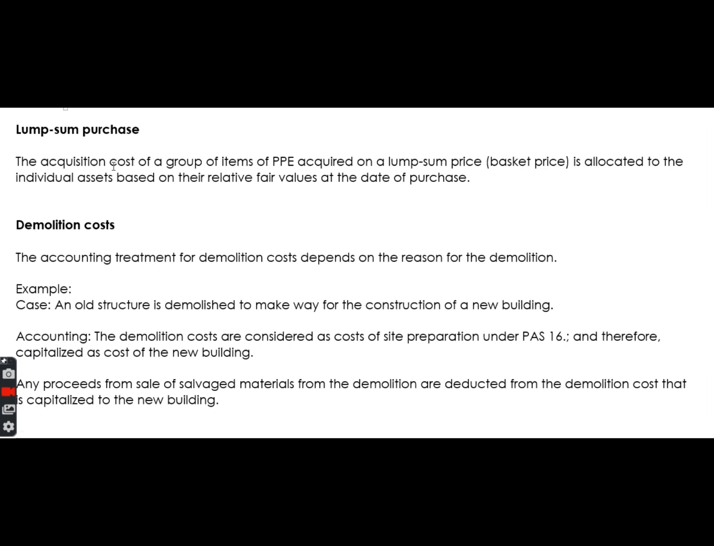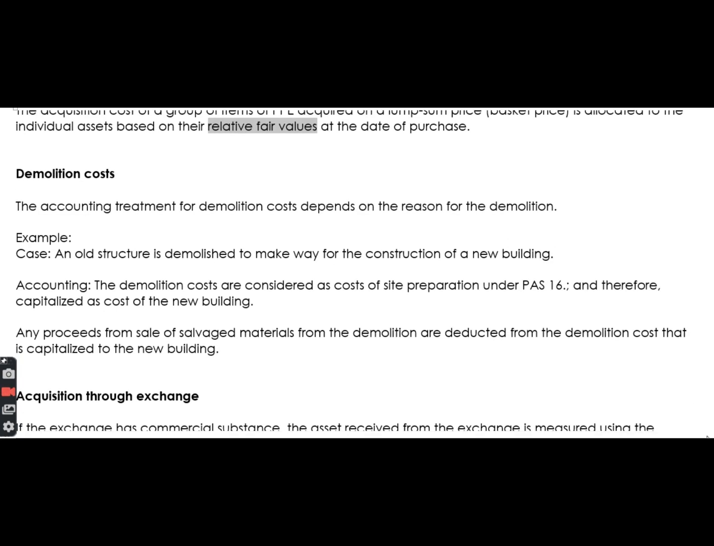Okay? So, ibig sabihin, meron tayong ngayong items of property, plant, and equipment that is offered to us in a basket price. So, anong gagawin daw? If the acquisition is in a lump sum price or basket price, ang gagawin natin is we are going to allocate the cost to the individual assets based on their relative fair values or relative fair market value approach. So, yun lang yung kailangan mo i-consider. Okay? So, ratio and proportion lang ang gagawin mo.